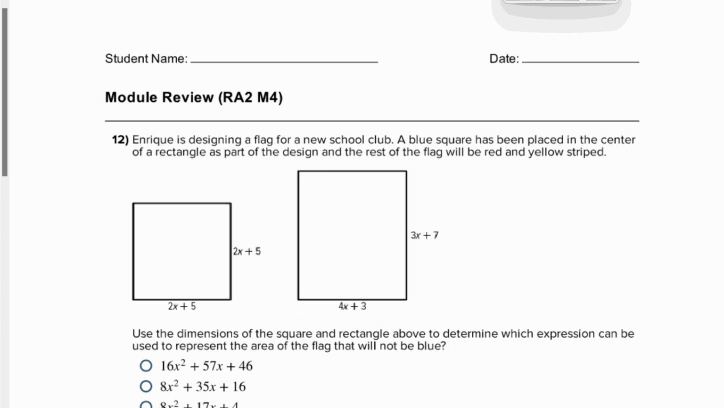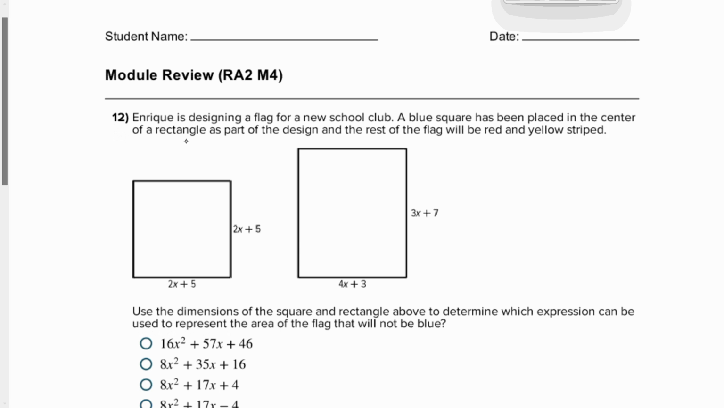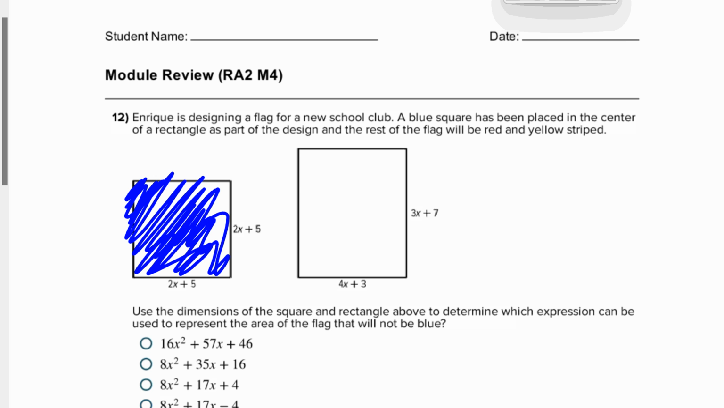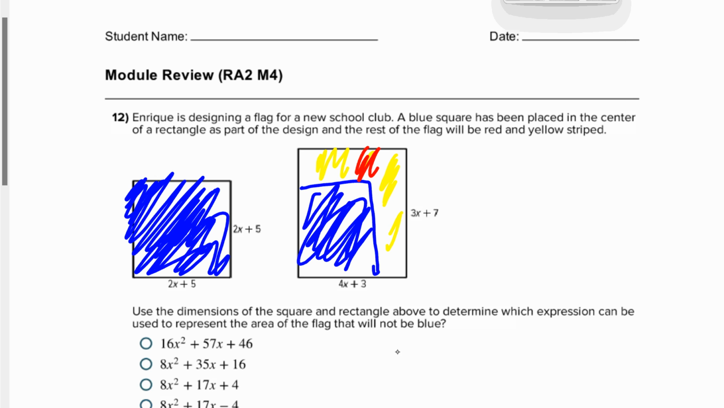All right, we're designing here, and we want to design a flag for the new school club. A blue square has been placed at the center of a rectangle as part of the design, and the rest of the flag will be red and yellow striped. We want to use the dimensions of the square and rectangle above to determine which expression can be used to represent the area of the flag that will not be in blue. So basically this one is all blue because it's the square, right? And then we're putting that one right into here. And so we want to calculate the yellow and red part, not blue.